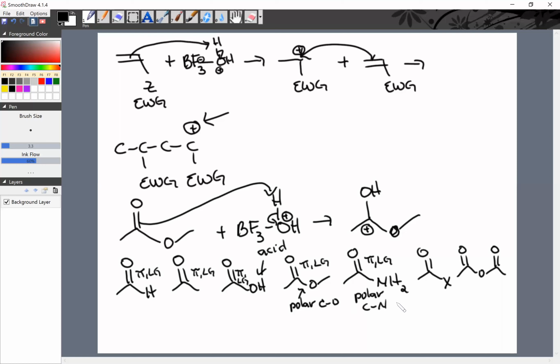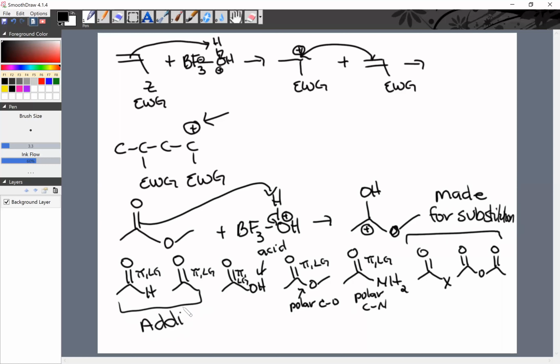But these two, they are made for substitution. These two generally like to break that pi bond in an addition reaction. This one likes acid-base chemistry. These are your fence sitters. They kind of go both ways. And then we've got our substitution reactions. Ew, okay. Now I'm going to have to clear the board. So that's how we're going to look at our carbonyl groups.